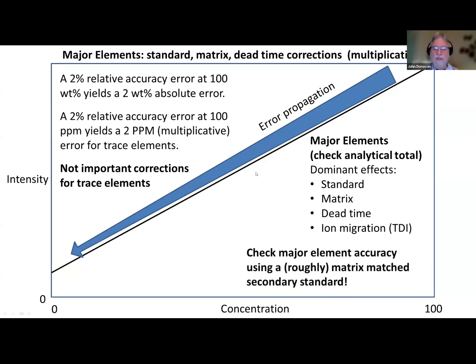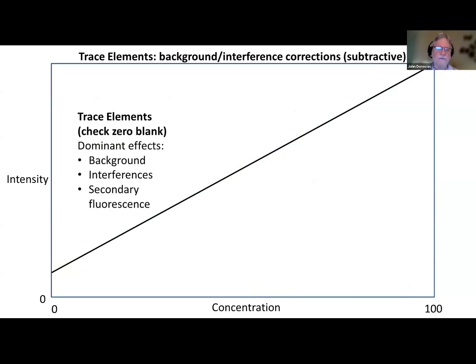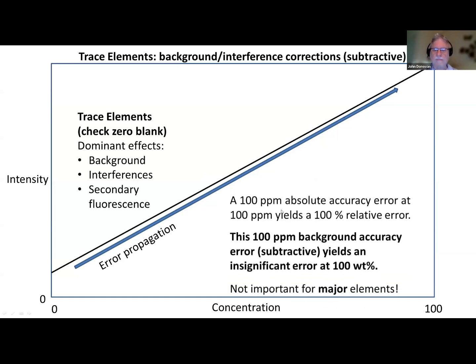For the major elements, check the element accuracy using a roughly matrix-matched secondary standard from your primary standard to your secondary standard. For trace elements, you've got a very different situation. The dominant effects again are background, interference, and secondary fluorescence, and this is a subtractive correction. So a 100 ppm error at the 100 ppm level, that's 100% error. That's terrible. But a 100 ppm subtraction error at a major element at 100 weight percent is insignificant. It's just not important.